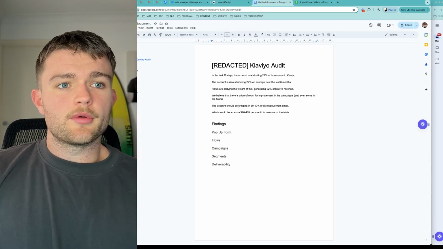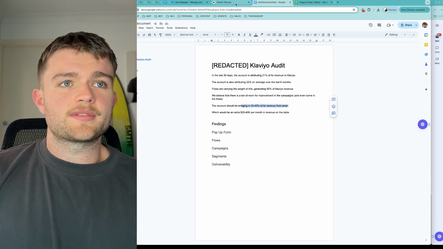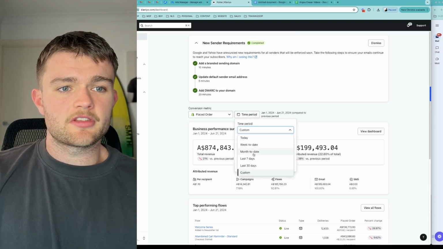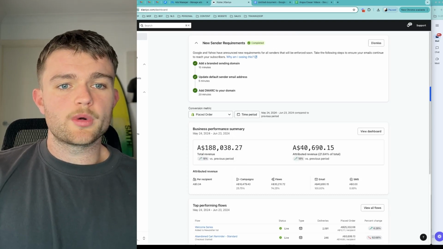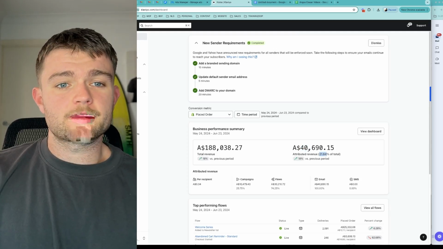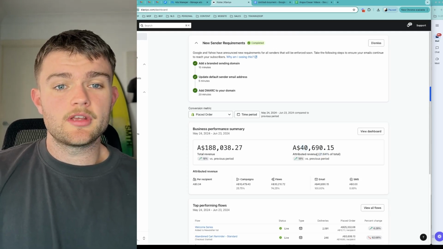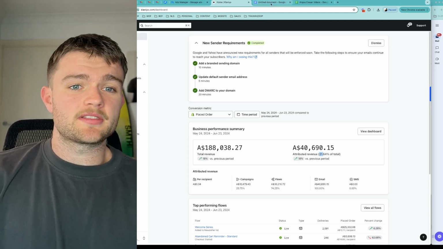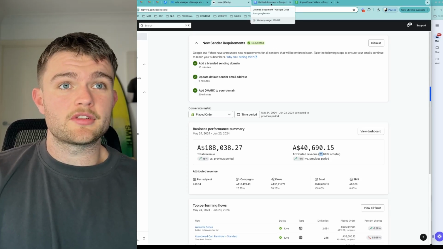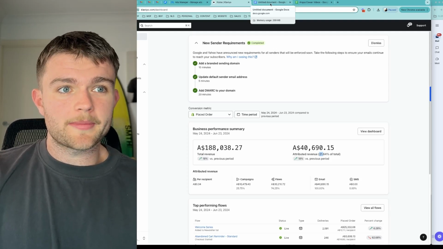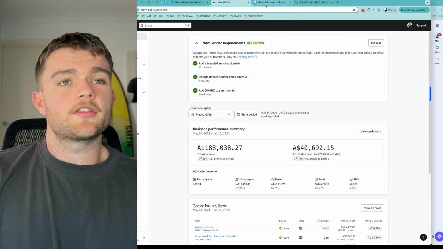So we know that the account should be bringing in 30 to 40% of its revenue from email. Just based off these numbers, in the last 30 days, they've brought in 40K from email, which is 21%. If we can get that to 30%, that's an extra $20,000 in revenue. If we can get it to 40%, that's double. So an extra $40,000 in revenue, sorry. So this is not a small amount of money we're talking about here. It's clear that there's a lot of money being left on the table.